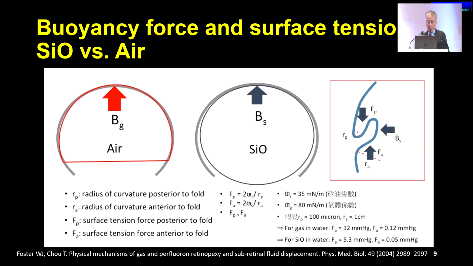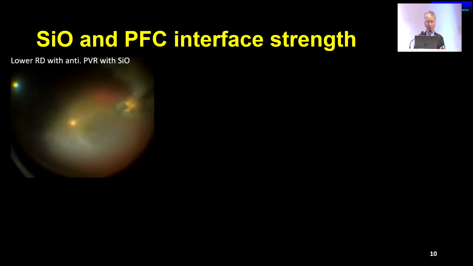On your right side, you see this folding here. The fold depends on the force in the posterior part, posterior to the fold, and also anterior to the fold. And also you have buoyancy. Because of the silicone oil, it has less force and less buoyancy, so you can have a less severe retinal fold. So in case of that, when you see the fold, probably you can change to silicone oil.